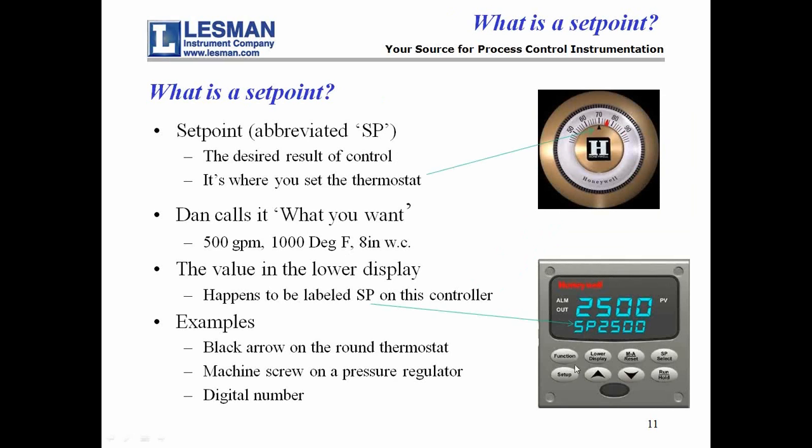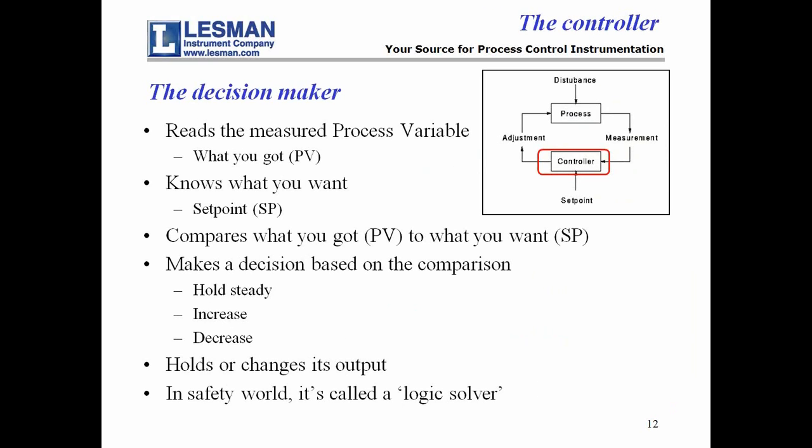So what the controller does is it reads the measured process variable, what you got. It knows what you want because you put a set point into it, and compares those two things. Then it makes a decision based on that comparison. Do I hold steady, increase, or decrease? It makes the decision and puts the data out there, or changes the output. By the way, in the safety world, they call controllers logic solvers. We're going to get to that further on down the road.